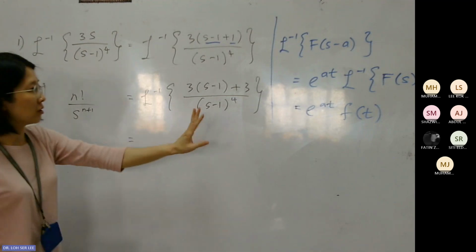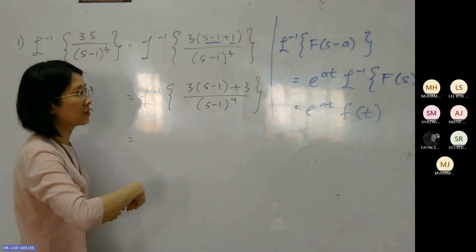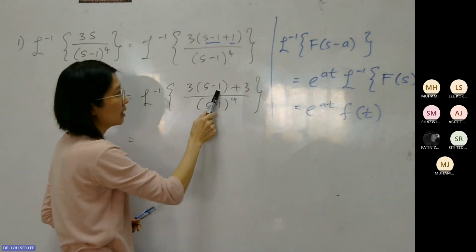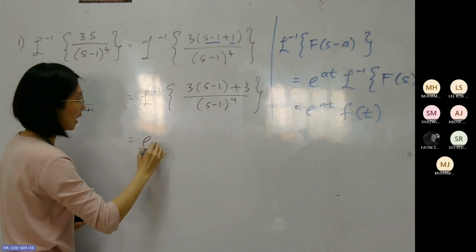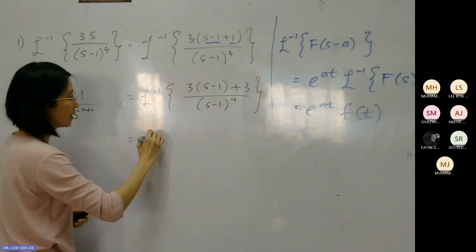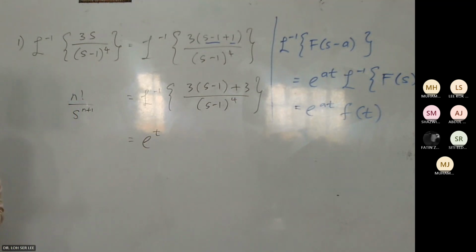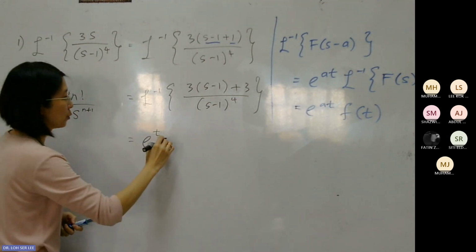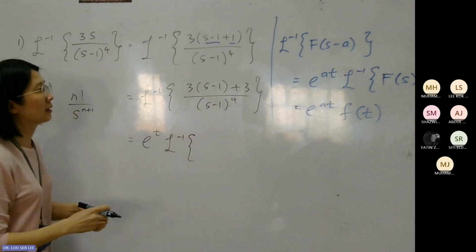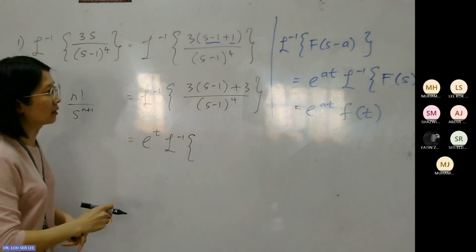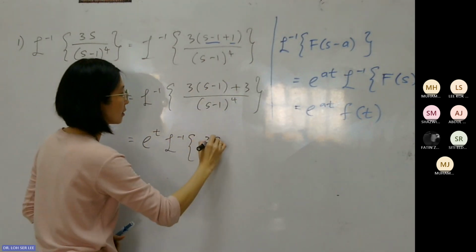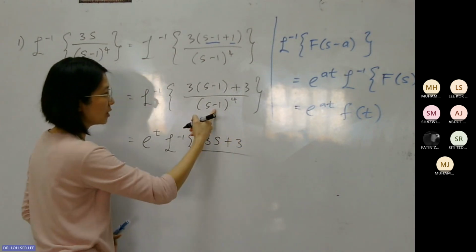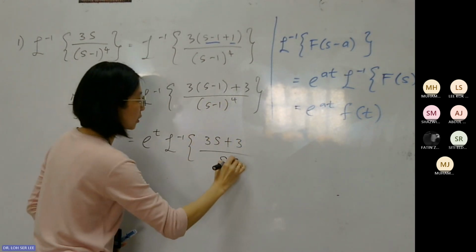Okay, so back to this question. S minus 1. So that means your a is 1. So when we take out the a, we have e^(t). So what is left in the bracket? Okay, no more minus 1. Once you have taken out the 1, you have only 3s plus 3 over s to the power of 4.